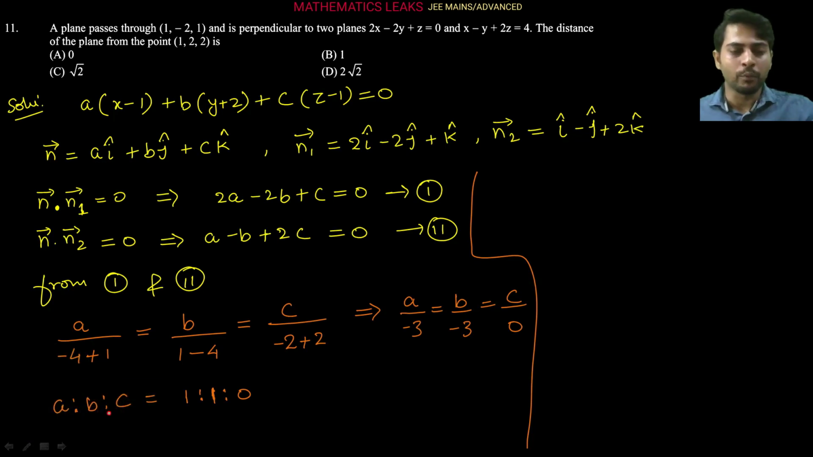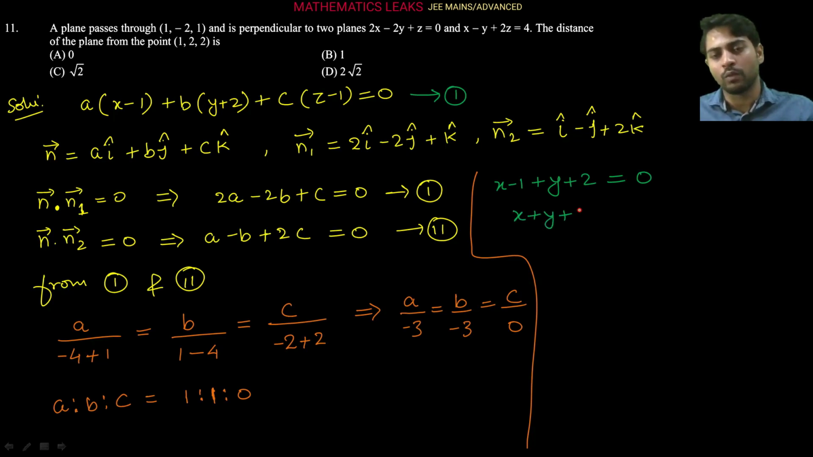So we will put these ABC ratios in the first equation. We are putting 1, 1, 0, so A will be 1, B will be 1 and C will be 0. So 1 into x minus 1 is x minus 1 only, 1 into y plus 2 is y plus 2 only, and 0 into z minus 1 is 0 only, equals 0. So from here we get the plane equation x plus y plus 1 equals 0.